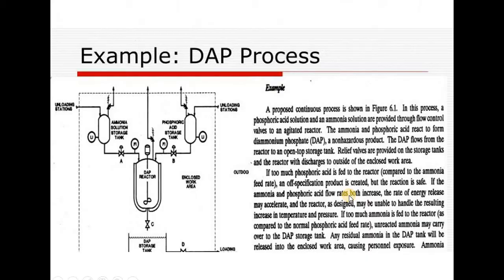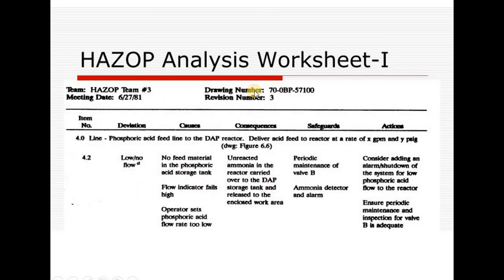Okay, great. So what do we have here? Just giving you an example, just look at it. We have HAZOP team number 3, drawing number, this was the date, 27/6/1981, revision number 3. When we went there, what did we see? We put our item number, just to refer back to it.